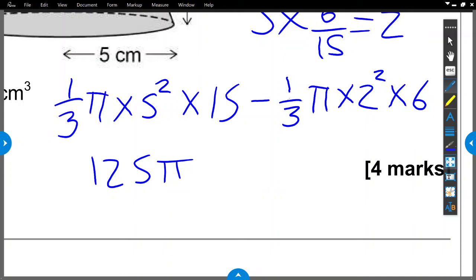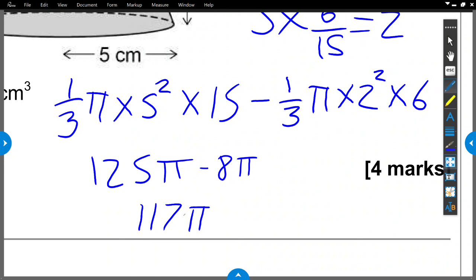And I'm going to apply the same trick again, so a third of 6 is 2, times that by 2 squared, which is 4. 2 times 4 is 8. So I'm going to minus 8 lots of pi. 125 minus 8, that's going to give us 117. So our answer is 117 pi.